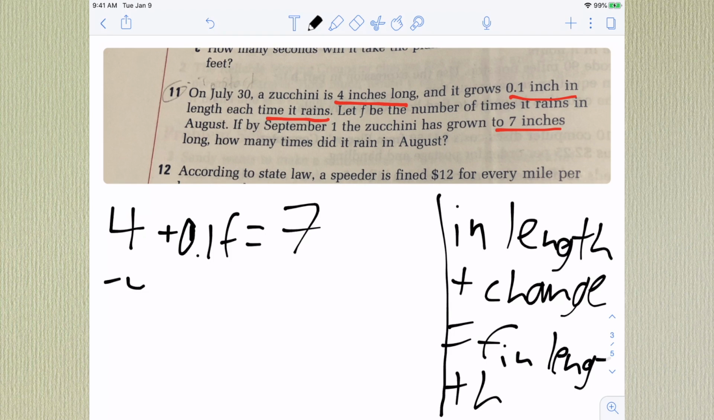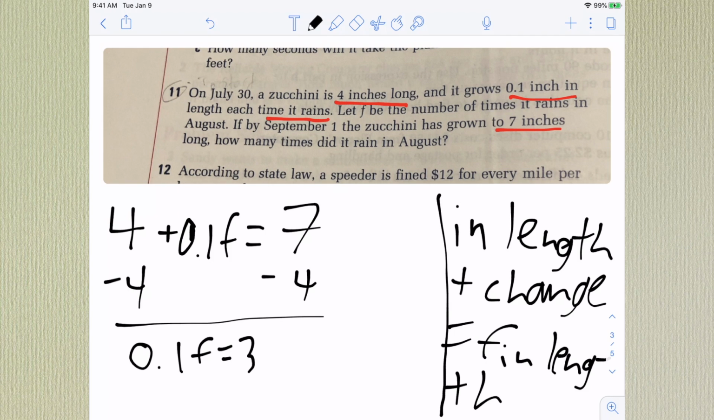So we get to subtract 4 from both sides. We get 0.1f equals 3. If you divide by 0.1 on both sides, then you get f equals 30 times.